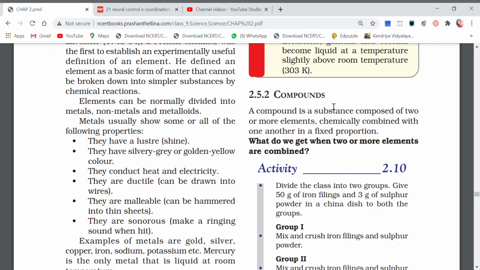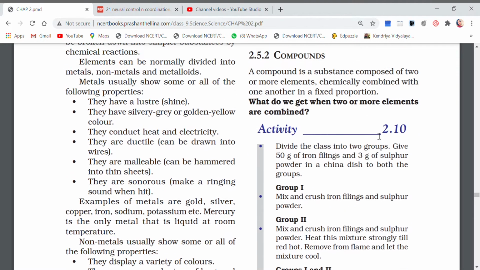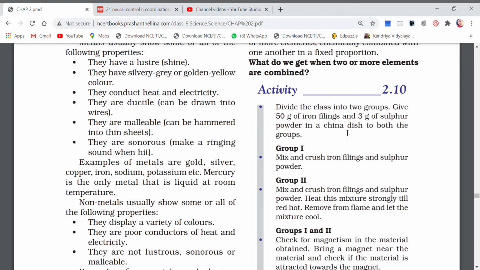So your first question in this video is, what is a compound, or define compounds? So the answer is, a compound is a substance composed of two or more elements chemically combined with one another in a fixed proportion. I hope this is clear now. What do we get when two or more elements are combined? You see, so they have given you an example here.